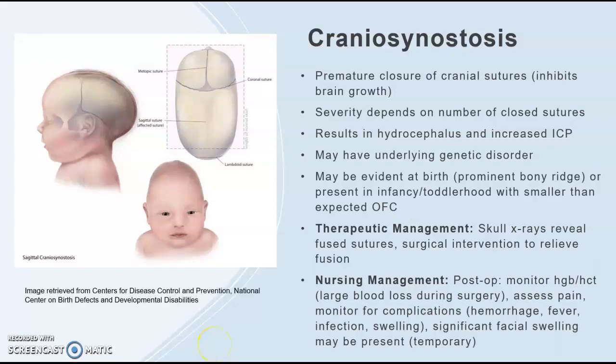This is part 5 of our Pediatric Neurologic Disorders lecture, and we're going to start by covering our last few structural defects. We're going to start with craniosynostosis. This is a condition that involves premature closure of the cranial sutures, and this then inhibits brain growth.